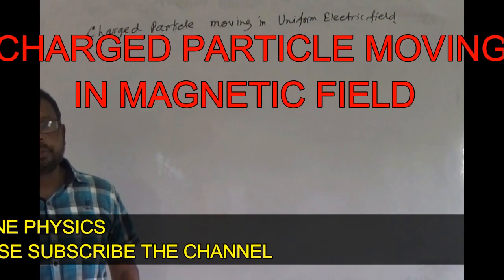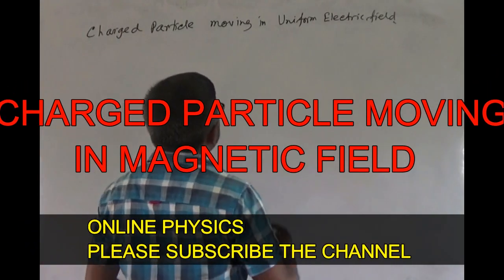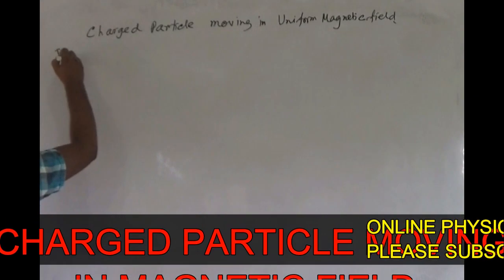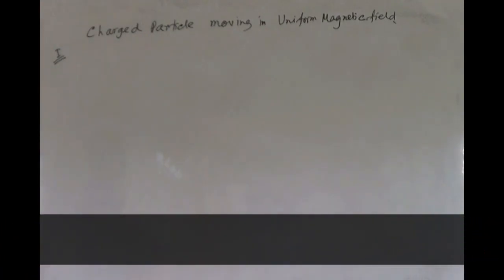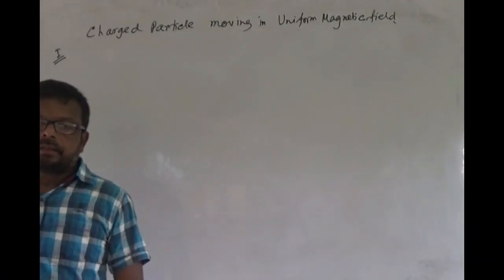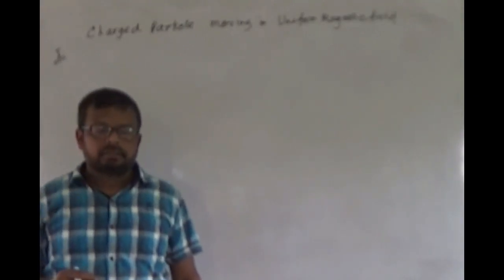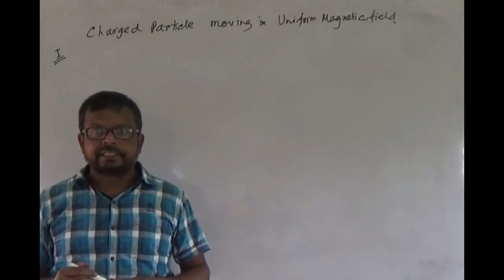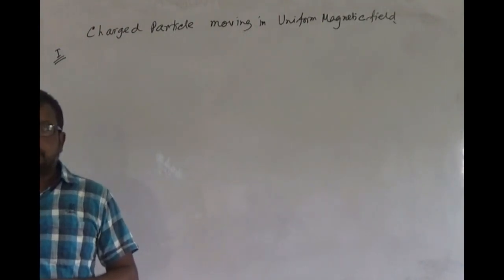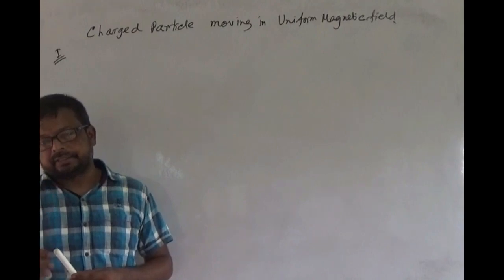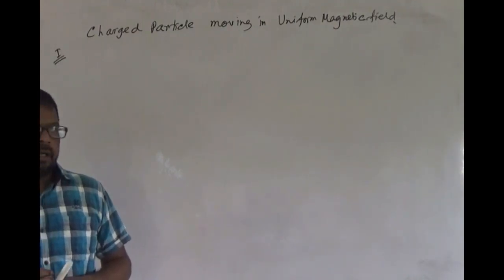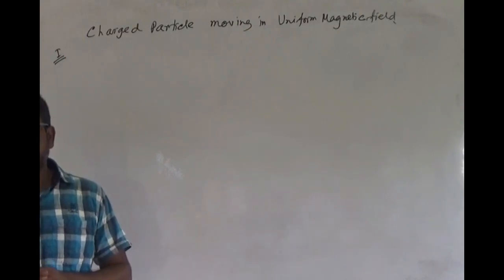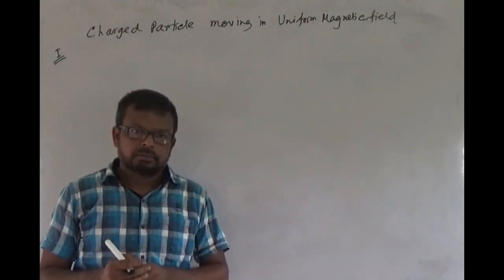in a uniform magnetic field. First we consider that the particle is entering a uniform magnetic field region in a perpendicular direction. That means the charged particle is moving normal to the magnetic field.